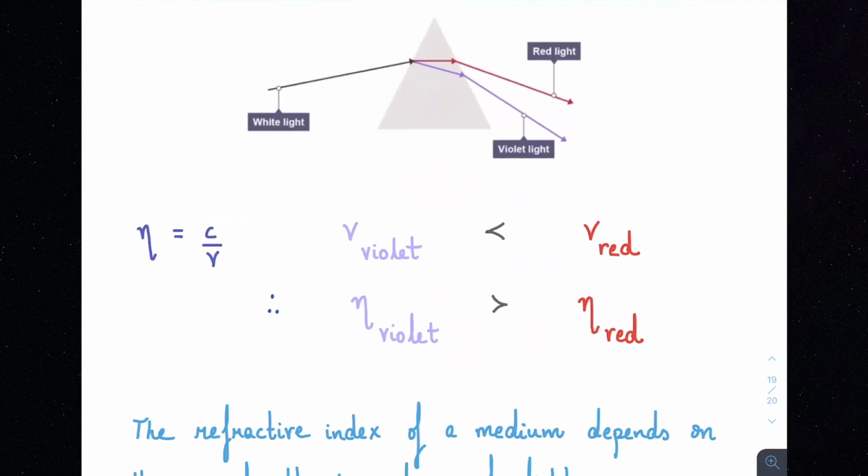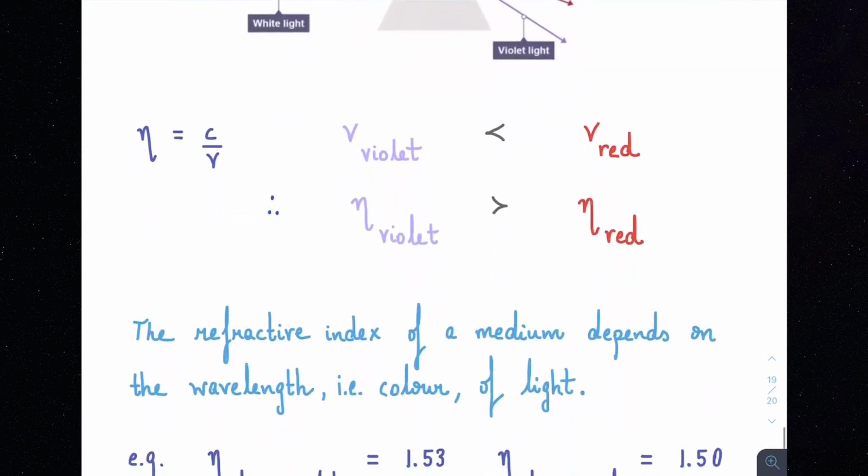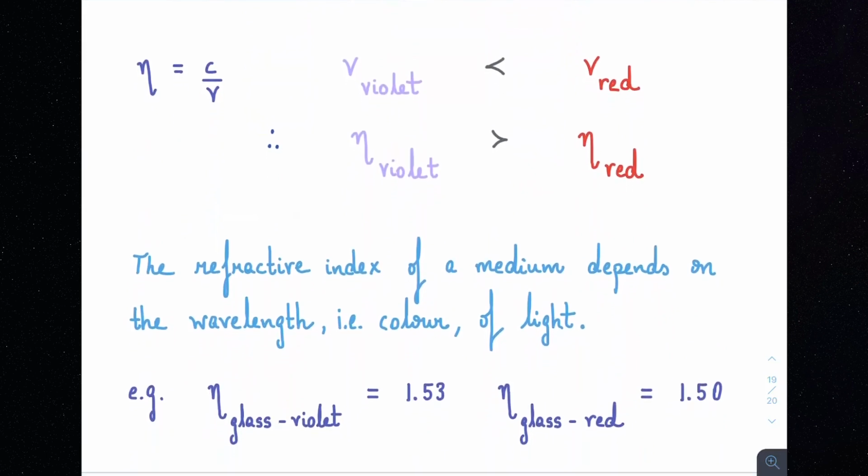But now we're saying that in glass, the speed of light for violet is less than that for red. Hence, it turns out that the refractive index of glass for violet is greater than its refractive index for red. So, in other words, we're saying that the refractive index of a medium depends on the wavelength, which means the color of light. In fact, when we say that the refractive index of glass is 1.5, we are just indicating an average value, because we find that the refractive index of glass for violet is about 1.53, whereas that for red is around 1.50.